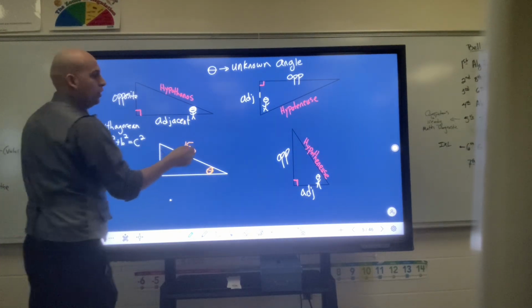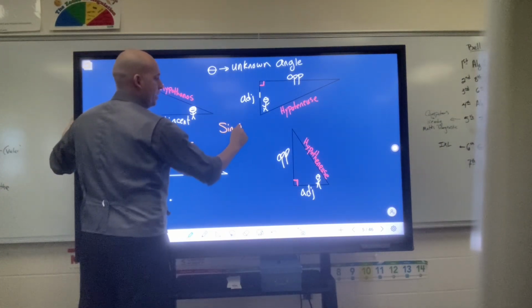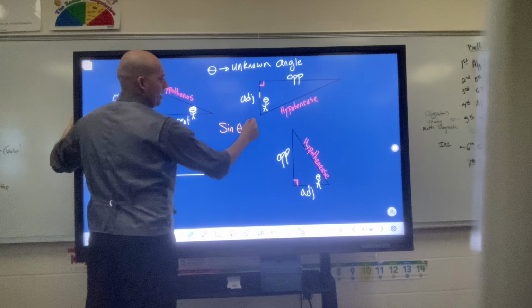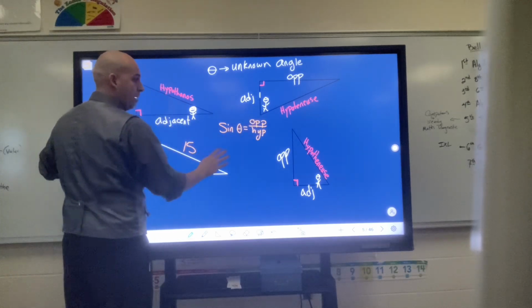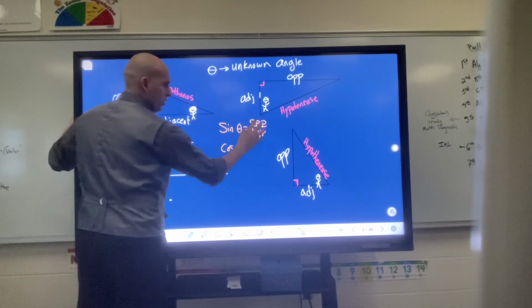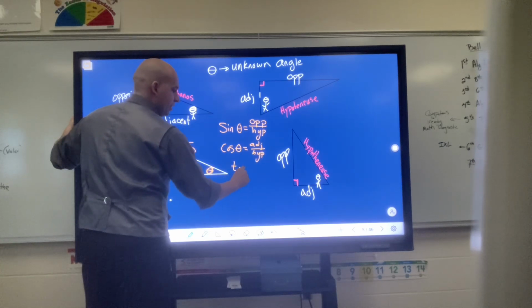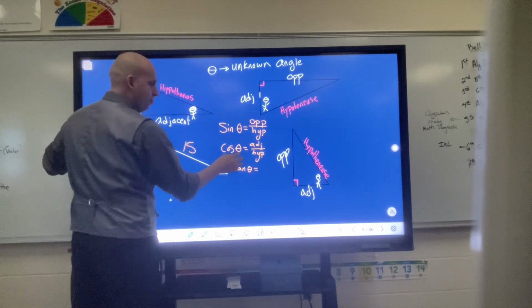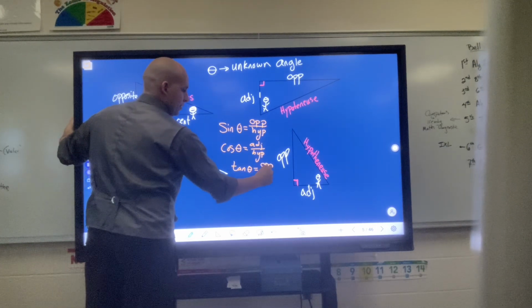So now we're going to use a trigonometric ratio. We have 3 of them. We have sine of theta, and sine is the opposite side divided by the hypotenuse. It's a ratio. Then cosine of theta is a ratio of the adjacent side over the hypotenuse. And then you have tangent, which is sine divided by cosine, or in other words, the opposite side divided by the adjacent.